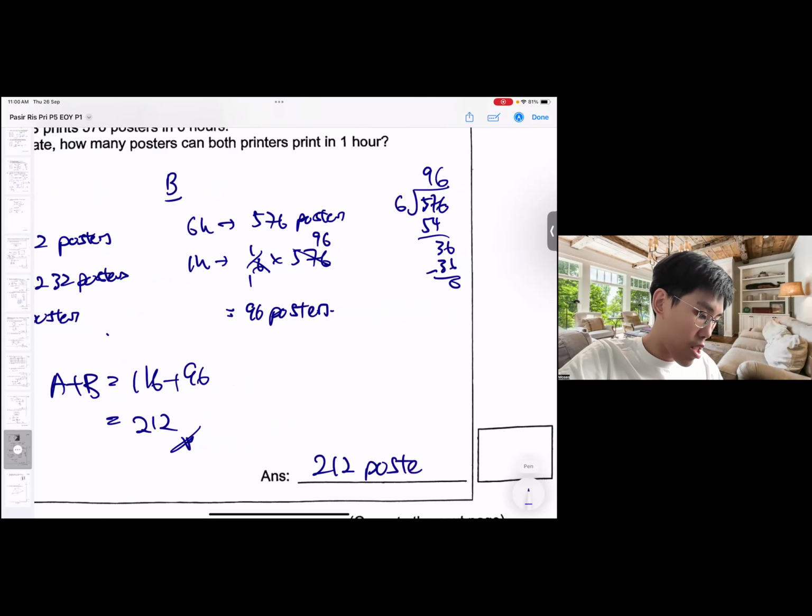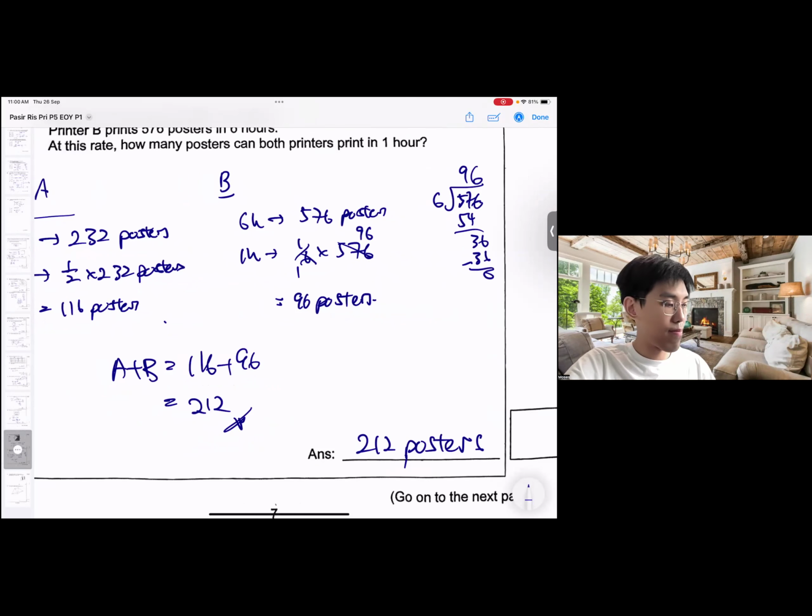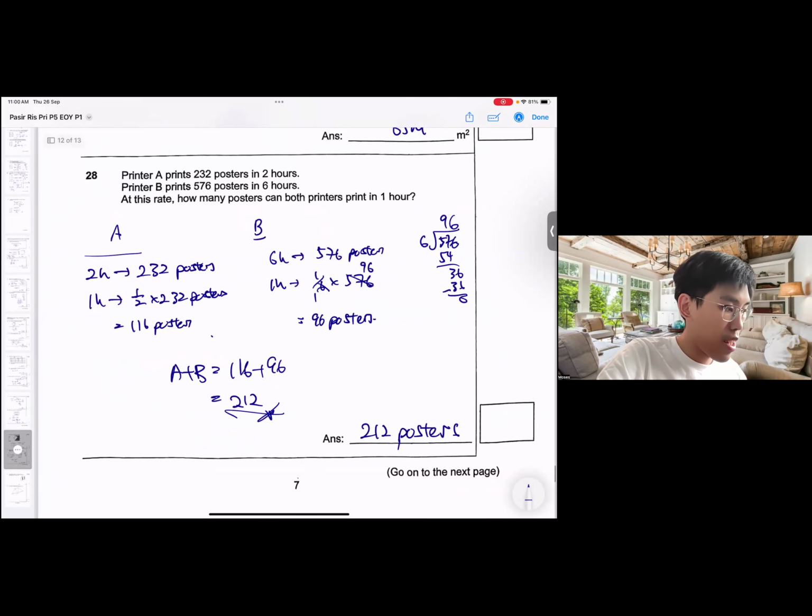So 232 posters. 212, sorry, 212. Okay, let's move on.